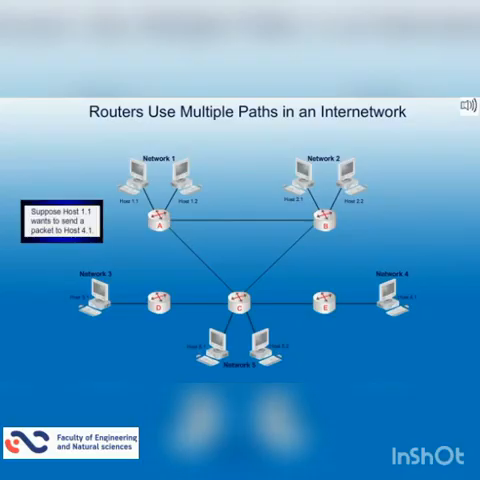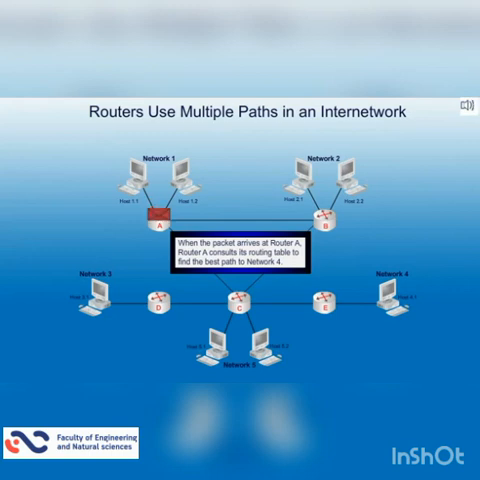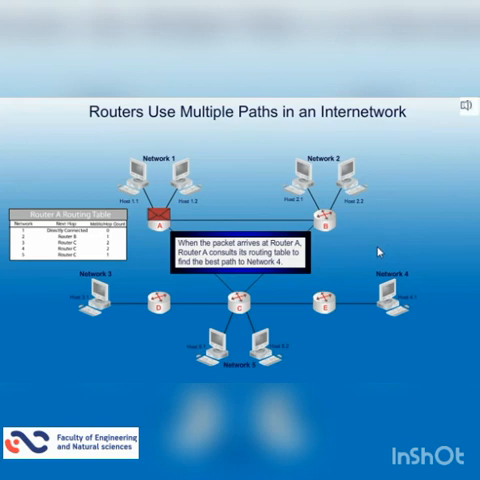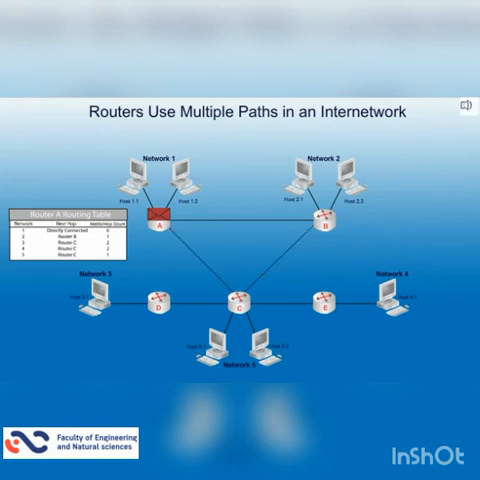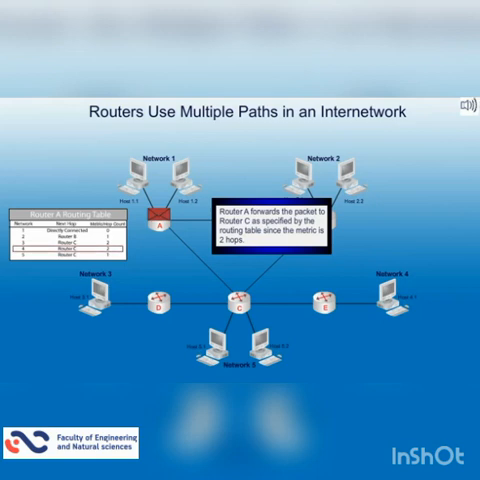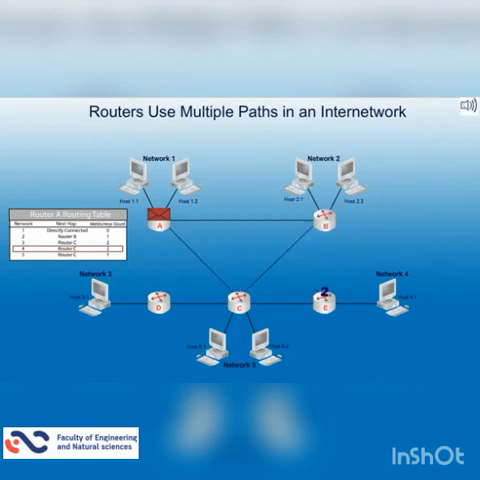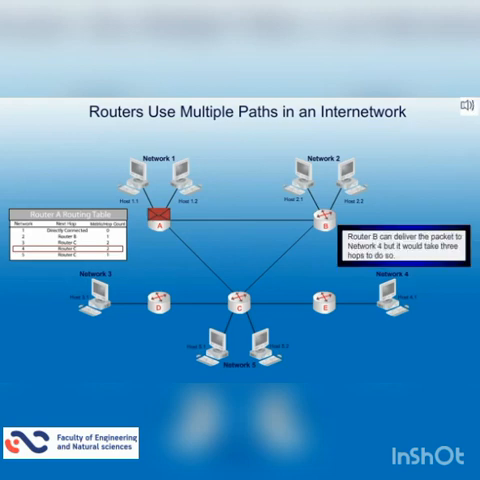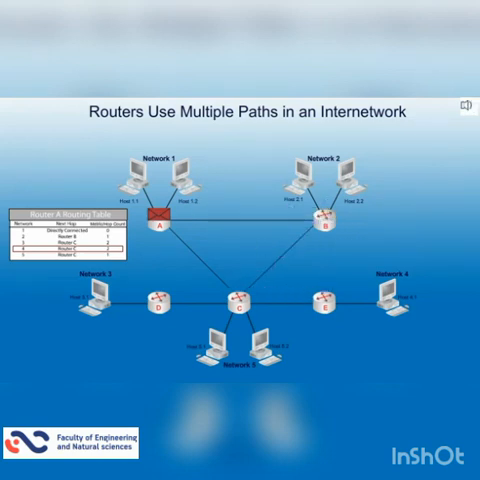Let's look at an example. Suppose host 1.1 wants to send a packet to host 4.1. When the packet arrives, router A consults its routing table to find the best path to network 4. Router A forwards the packet to router C as specified by the routing table, since the metric is 2 hops. Router B can deliver the packet to network 4, but it would take 3 hops to do so. So we should take the most efficient one.